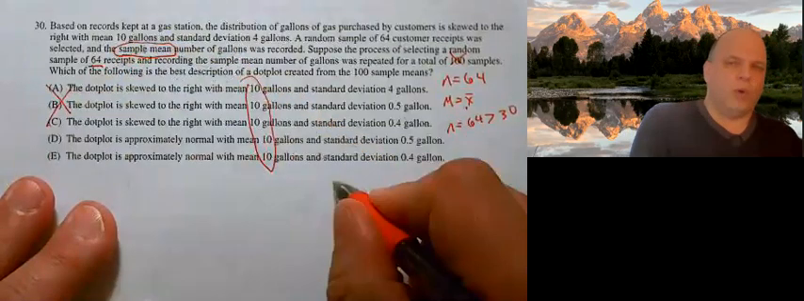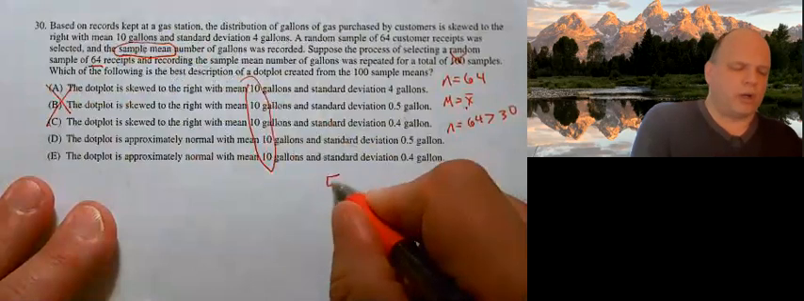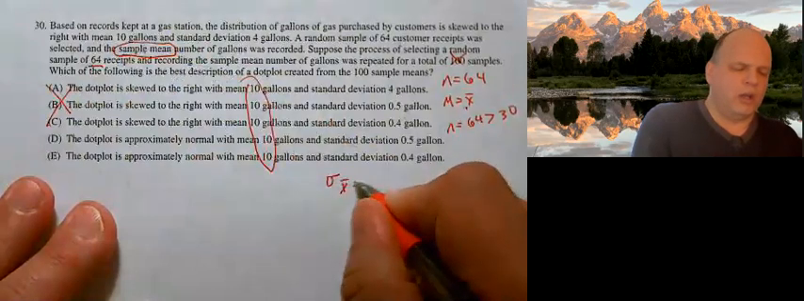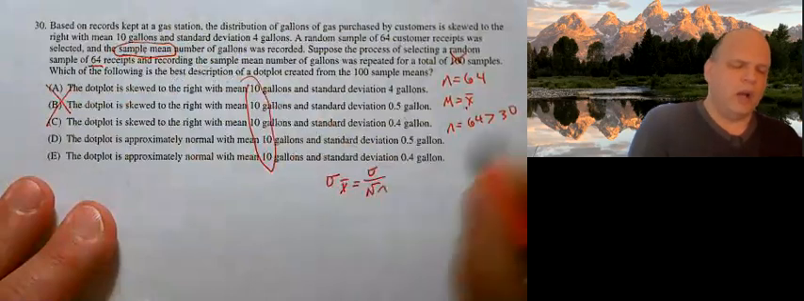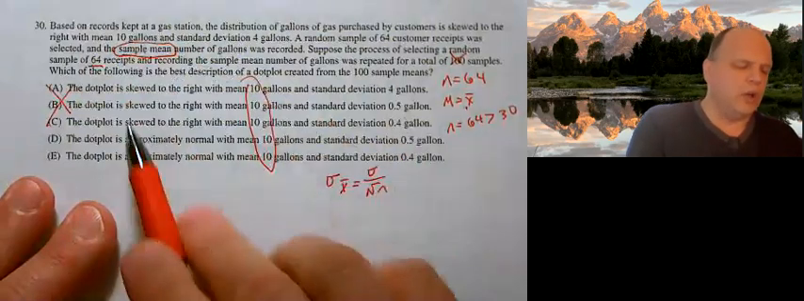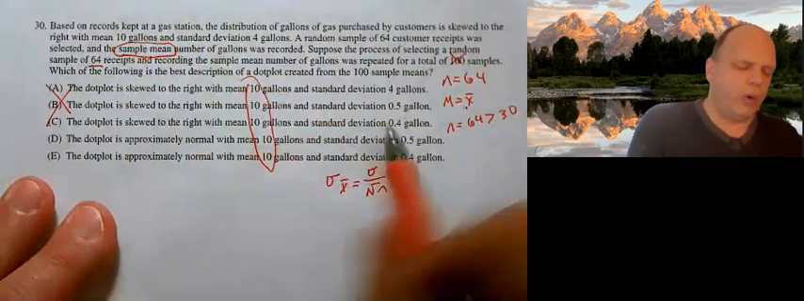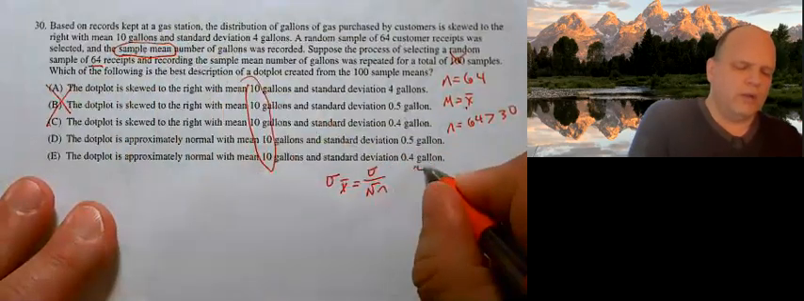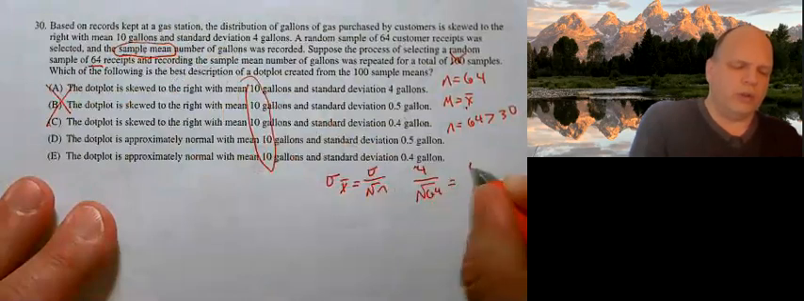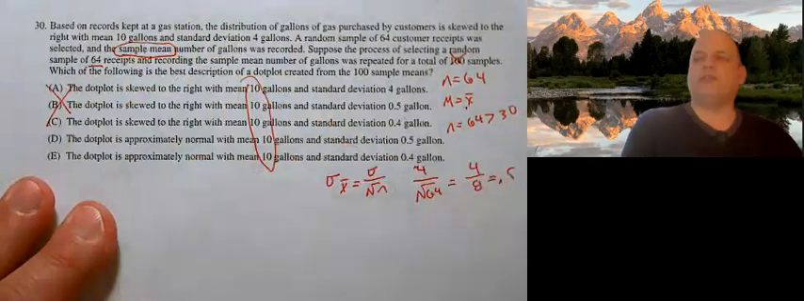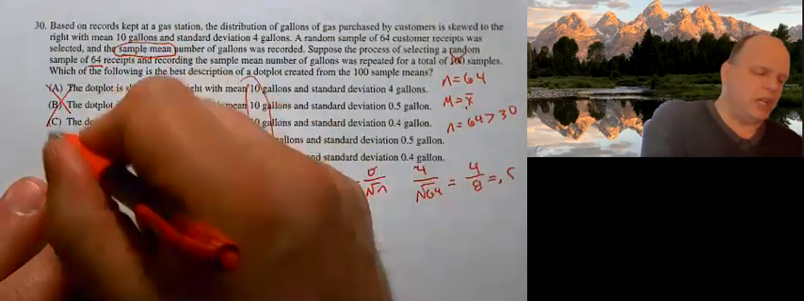And what is our standard deviation of X bar? It equals the standard deviation divided by the square root of N. They told us our standard deviation was 4, divided by the square root of 64, which is 4 divided by 8, which is 0.5. So our answer to number 30 happens to be D.